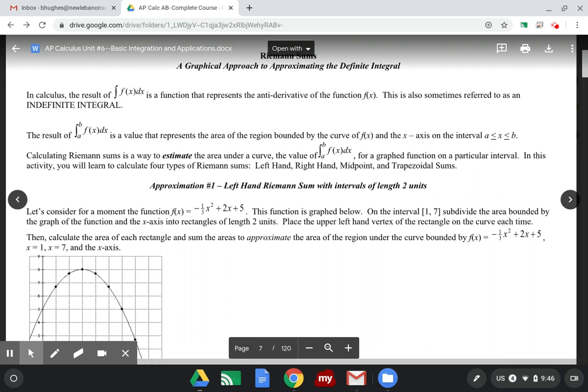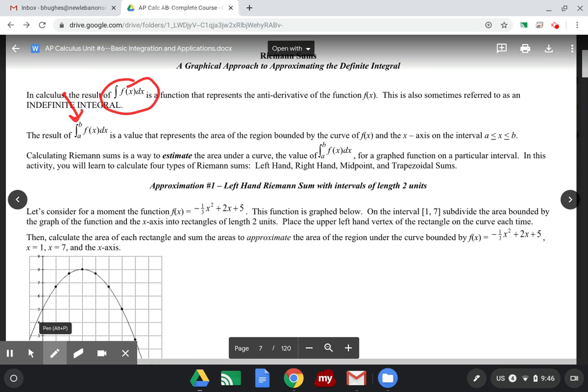If we look at this right here, we found out the other day that it basically gives you the antiderivative of a function. Sometimes that can be referred to as the indefinite integral. Now here, what they did is add in some limits, talking about the integral from a to b.